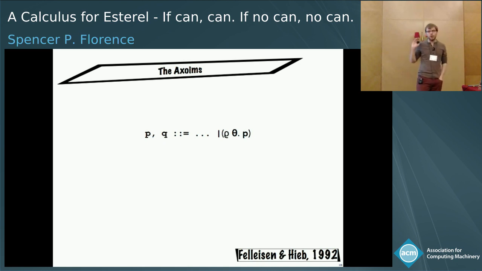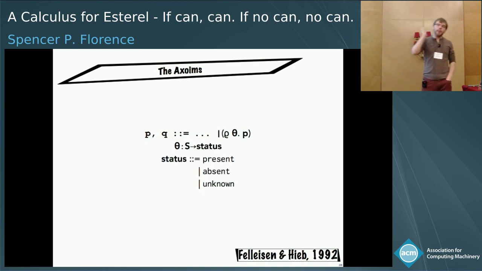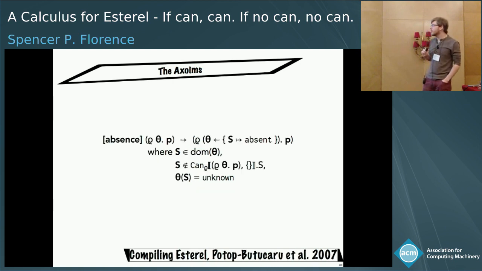And so in this case, the local state is going to be a map that's going to map signals to their statuses, which is just to say present, it was emitted, absent, it was not and cannot be emitted, or unknown, which is to say we don't know yet. Now, this calculus is rather large. There are like 20-odd axioms. I don't want to show you all of those. So I'm just going to show you the one that's relevant to absence in the way that we've been talking about it, which is how do we take a store that has some signal and make that signal absent?